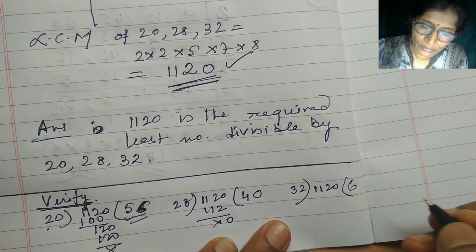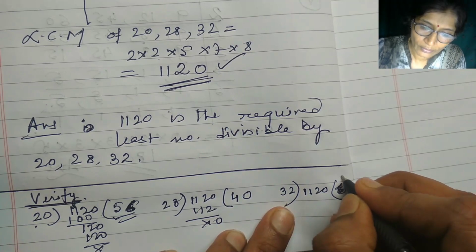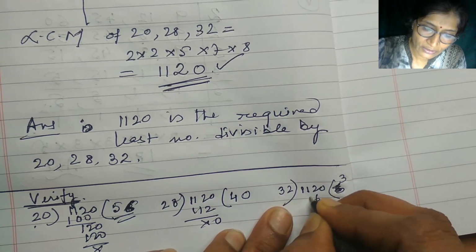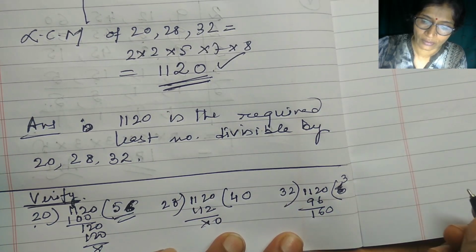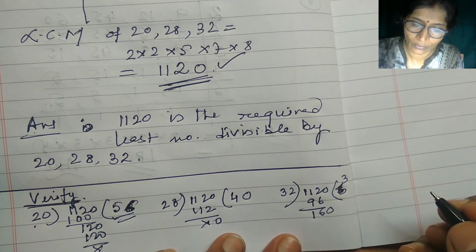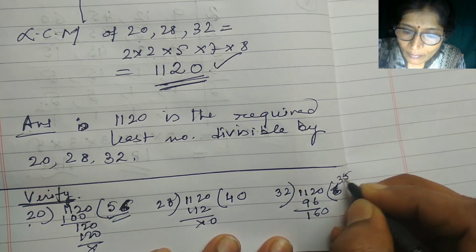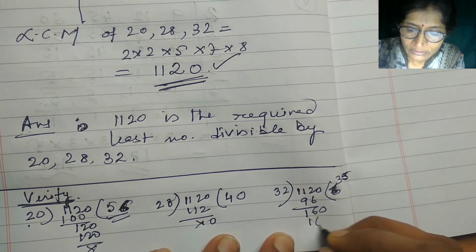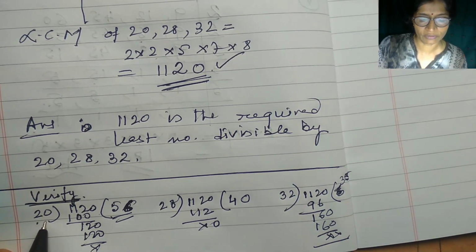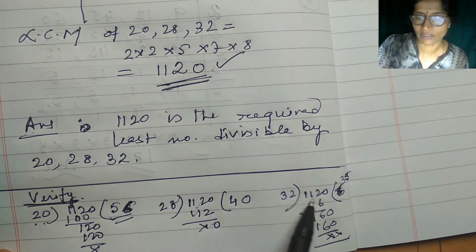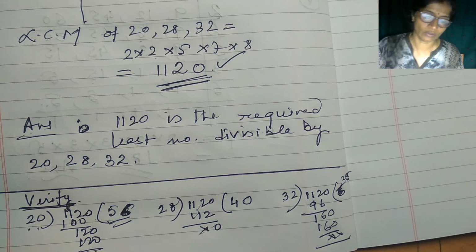So 3 times. 3 2s are 6, 3 3s are 9, 6 0 9 1. Okay. Then it will go 5 times. 5 times it will go, so it is 160. So can you see this number 1120 is divisible by 20, 1120 is divisible by 28, 1120 is divisible by 32. So that is the least number which is divisible by all these numbers.